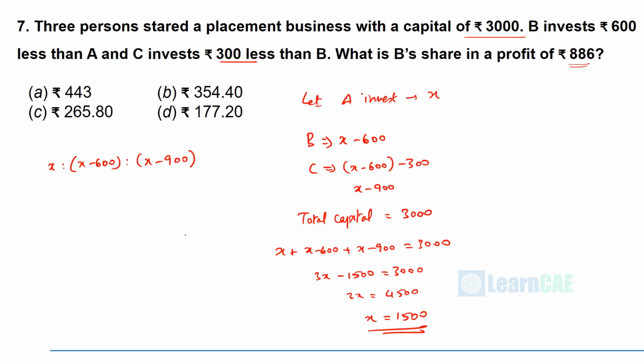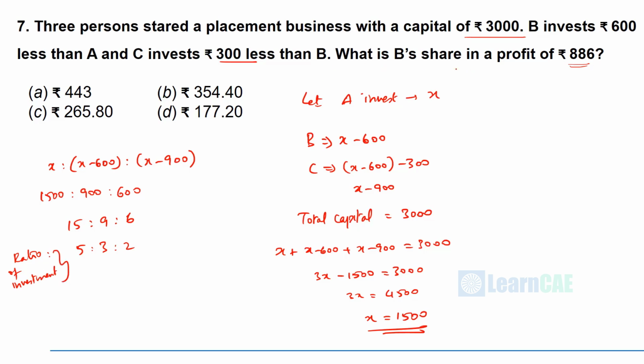So let us substitute this x value into this ratio, that is 1500 is to 1500 minus 600 is 900 is to 1500 minus 900 is 600. So the ratios are 15 is to 9 is to 6. We can divide by 3. This will be 5 is to 3 is to 2. This is the ratio of investment.